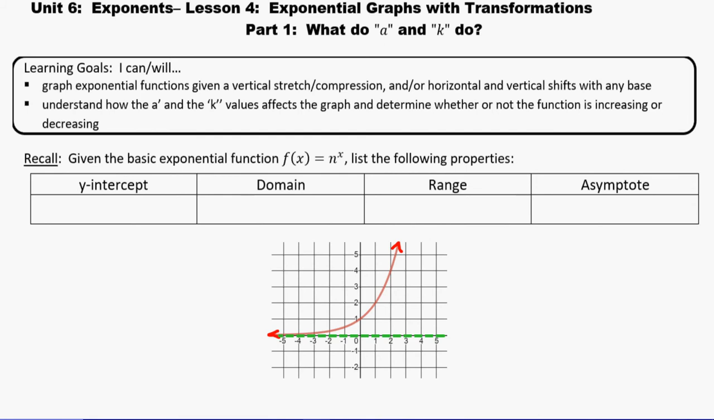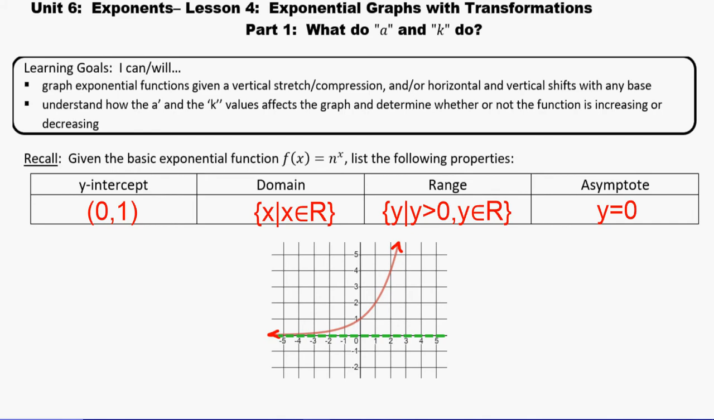So this is from our previous lesson, lesson 3. What's it look like? The y-intercept of the base function will always be (0, 1). Domain, no matter what happens, is x ∈ R. Range for this guy, y is greater than 0, y not equal to 0, because there's an asymptote at y equals 0, and the asymptote will be y equals 0.